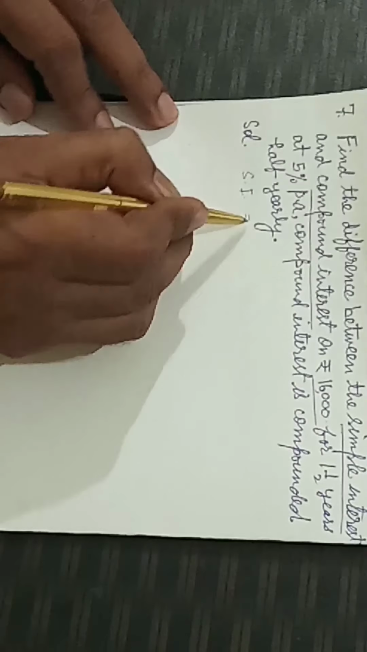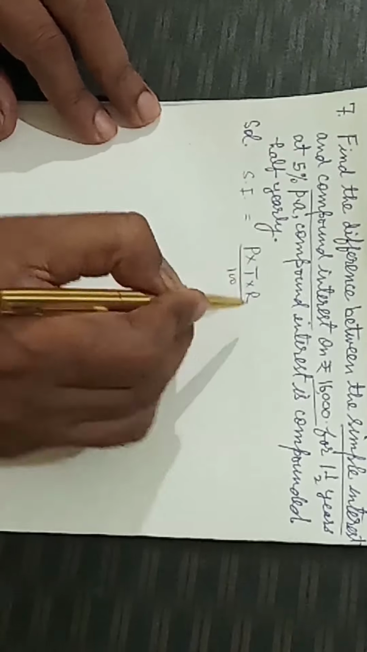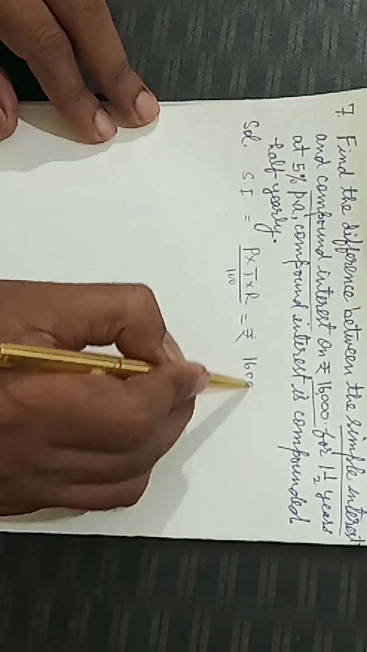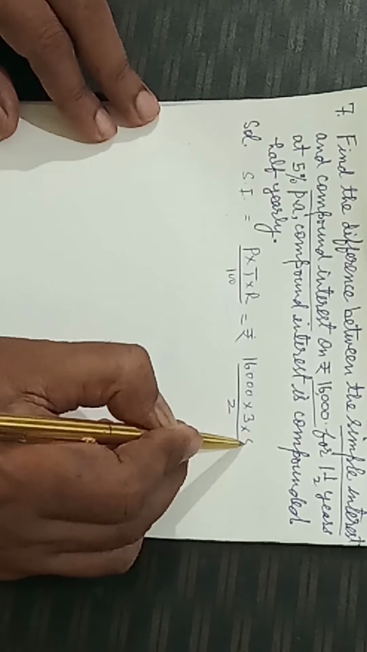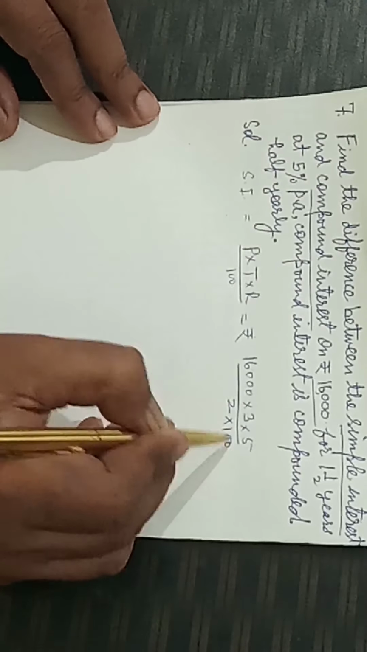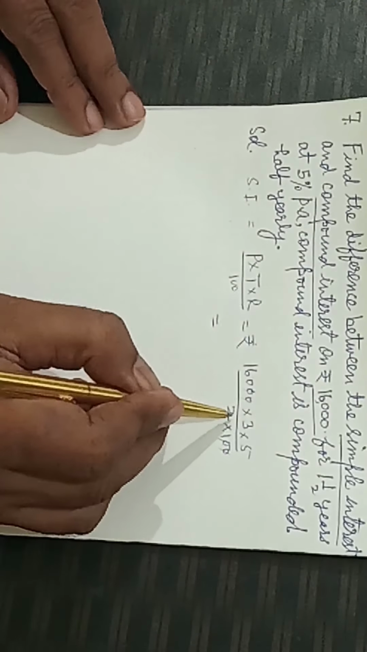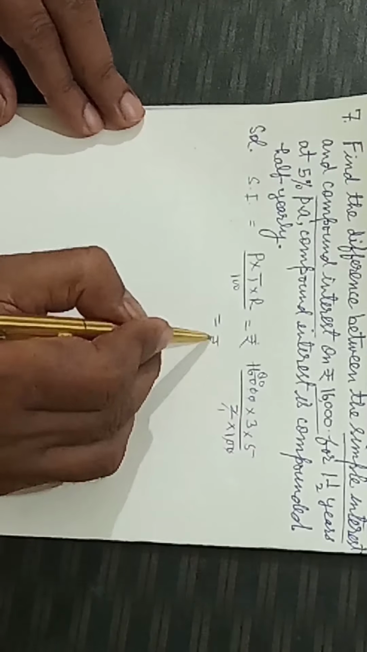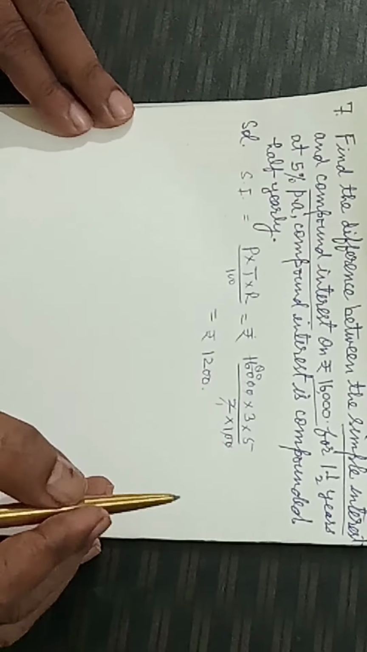Simple interest is calculated P into T into R upon 100. P principal is 16,000 into T time is 3 by 2 years into rate is 5% upon 100. So this is equal to, if 2 zeros cancel होगा, this is 2 1 and this is 8 80. So this is equal to rupees 1200. 1200 is simple interest.